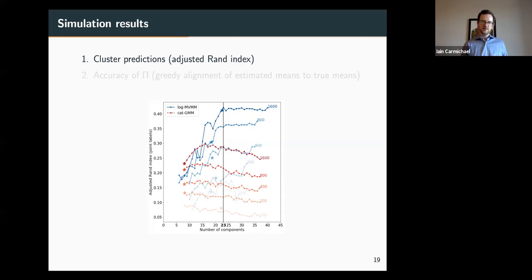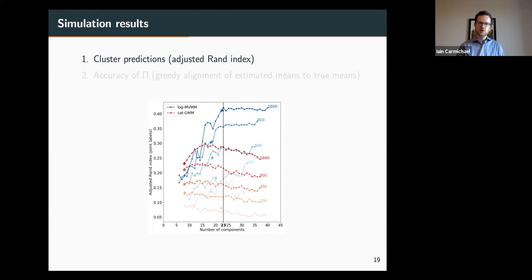By that I mean, after fitting a model, I'm going to show it a bunch of test data points whose cluster labels I know. I'm going to ask the model to predict what it thinks the cluster labels are, and the adjusted rand index is a way of measuring how well 2 clusterings concord with each other. And the upshot of this is the log penalized multi-view mixture model does significantly better than the concatenated Gaussian mixture model.